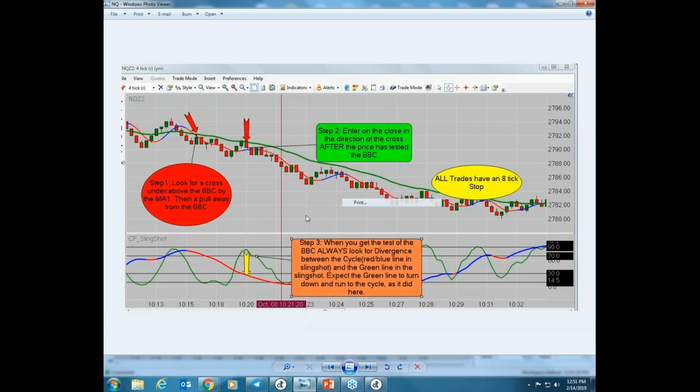We have a set of rules. There's basically four set of rules. Okay, you are using stop losses, right? Every trade has an 8-tick stop attached to it.